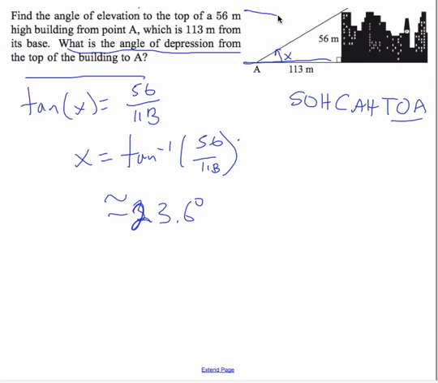What is the angle of depression from the top of the building to A? Actually in this case, the angle of depression and the angle of elevation are equal to each other here. Because these are parallel lines, these angles are equal to each other, so it's the same thing as what we just got.